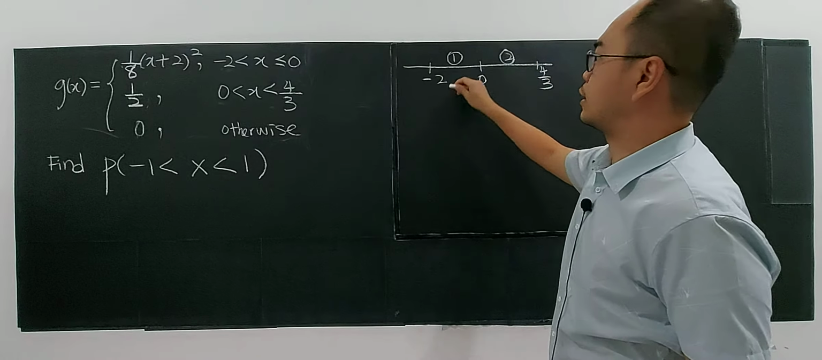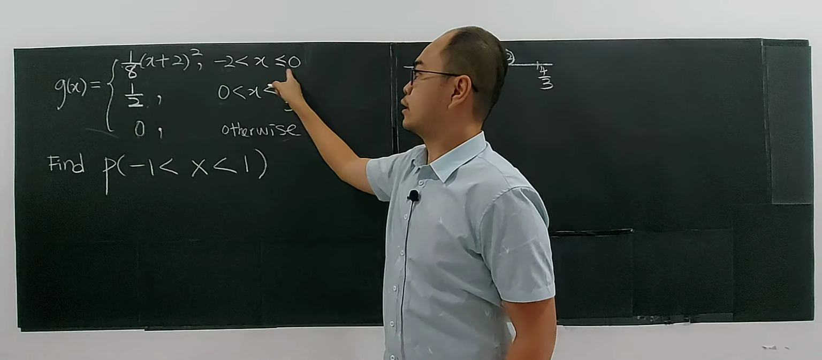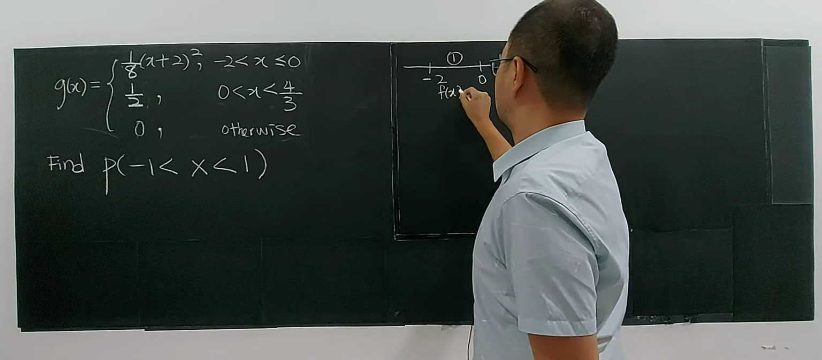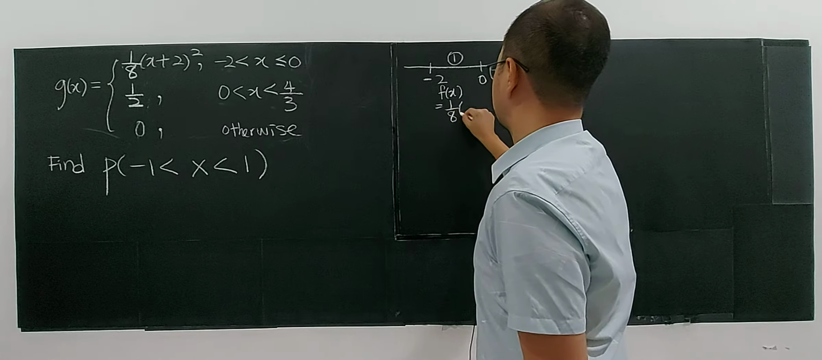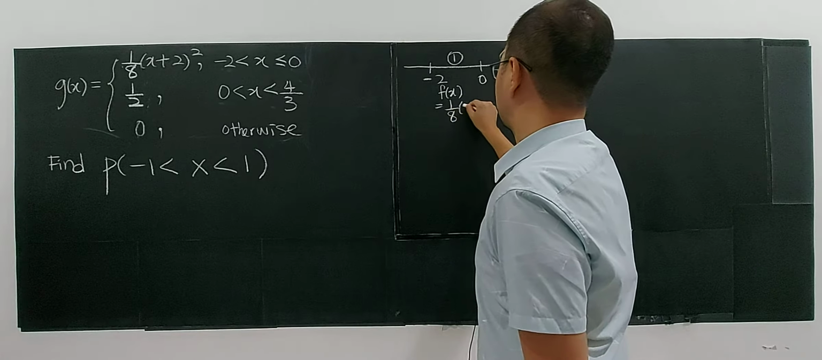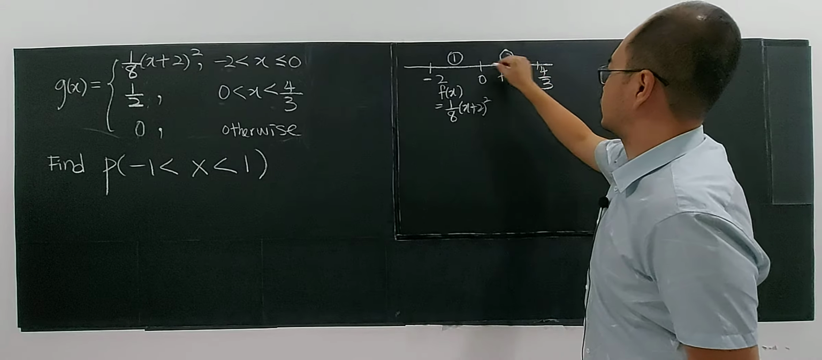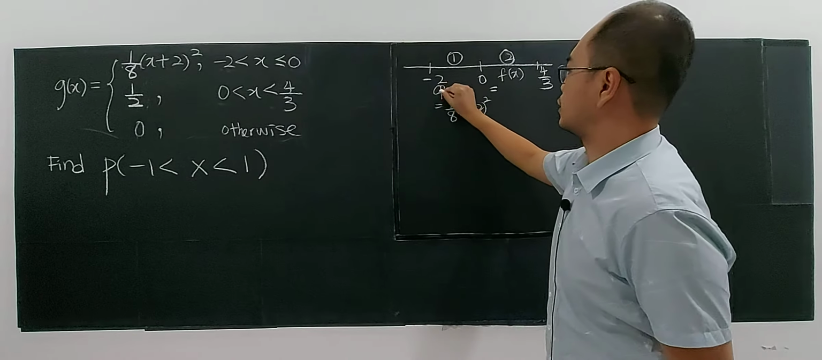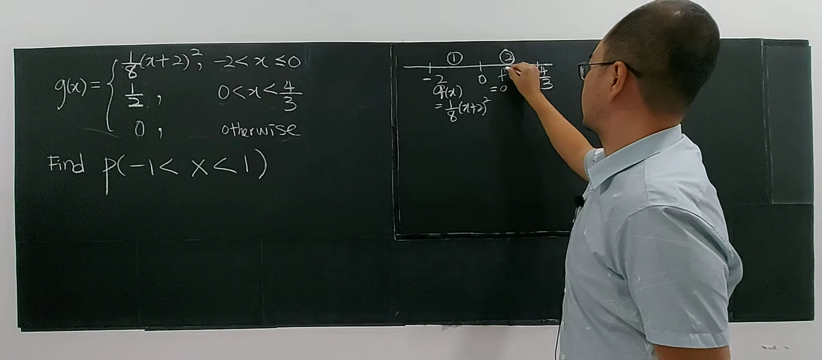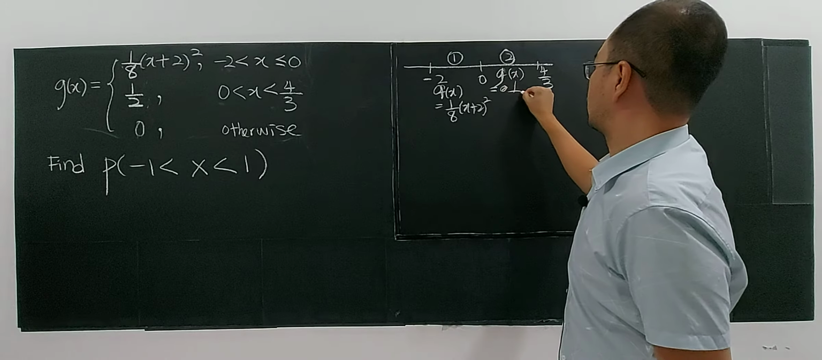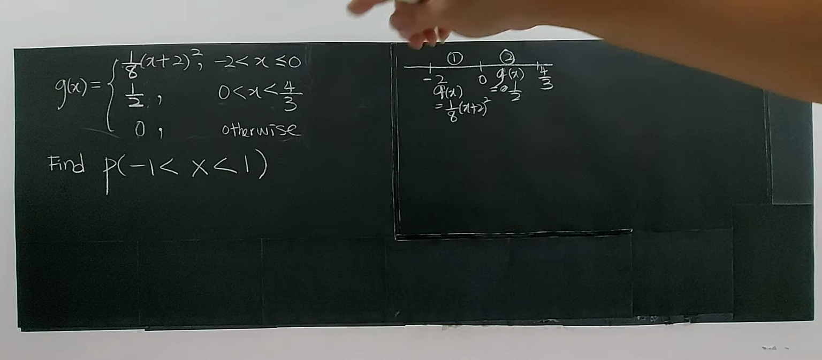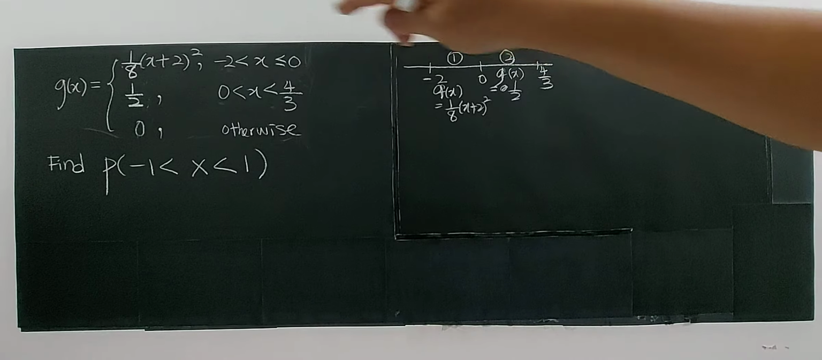So you have to understand that during the first interval, the function f(x) will be 1 over 8 times (x plus 2) to the power of 2. Whereas for the second interval, which is 0 up to 4 over 3, your g(x) will be equal to 1 over 2. So you have to make sure that you understand, okay?